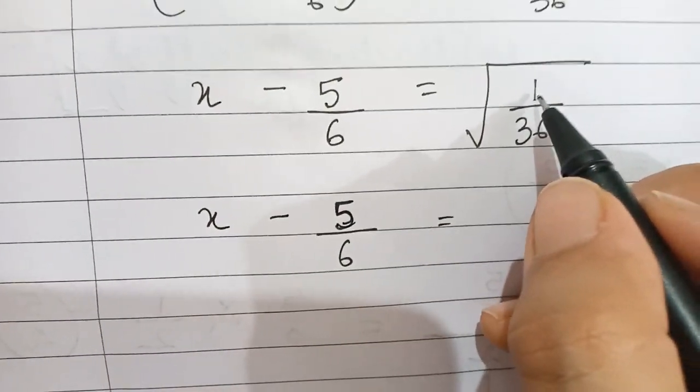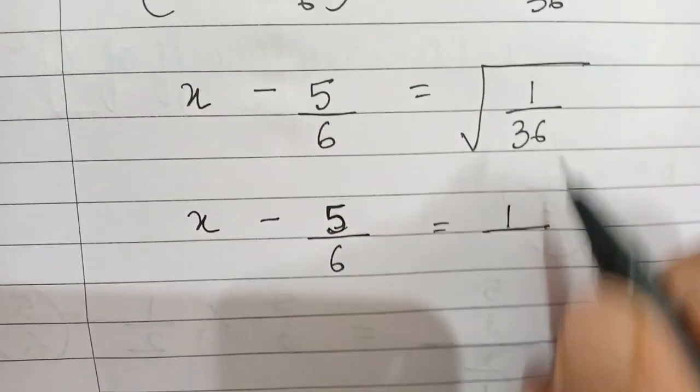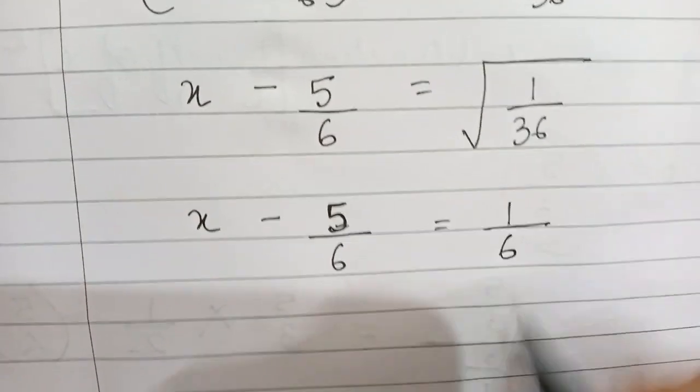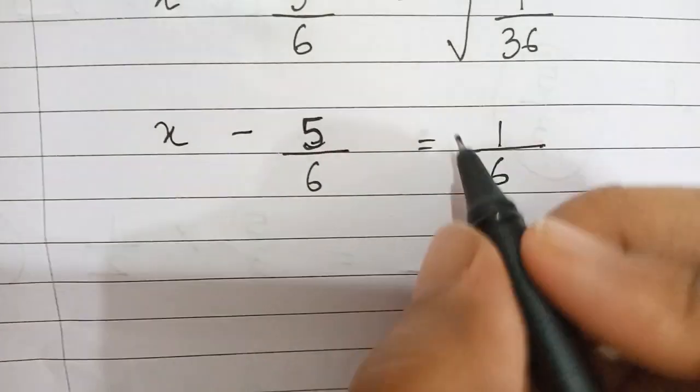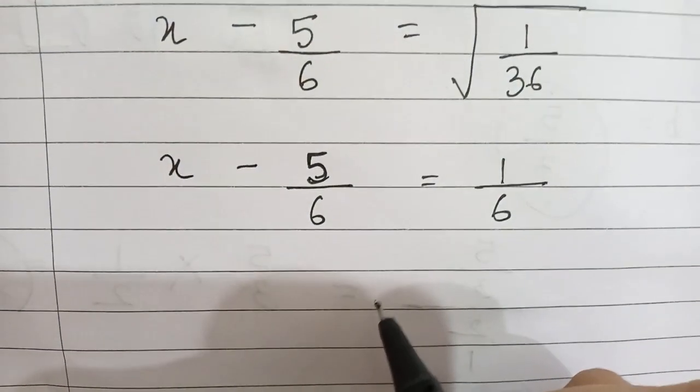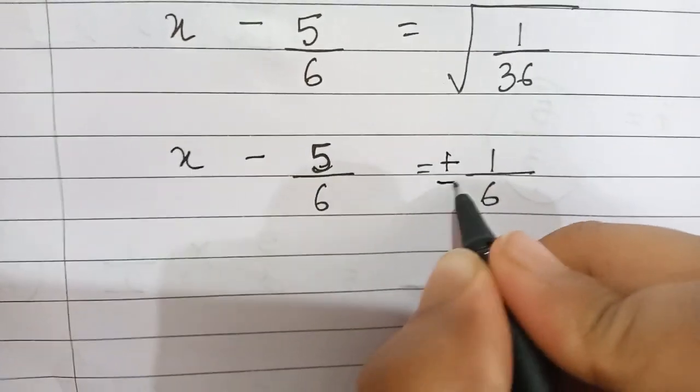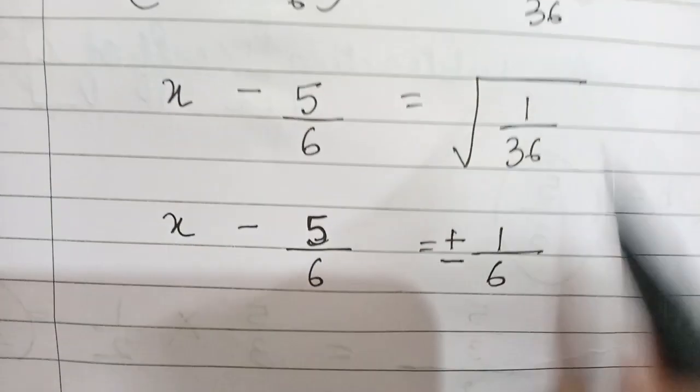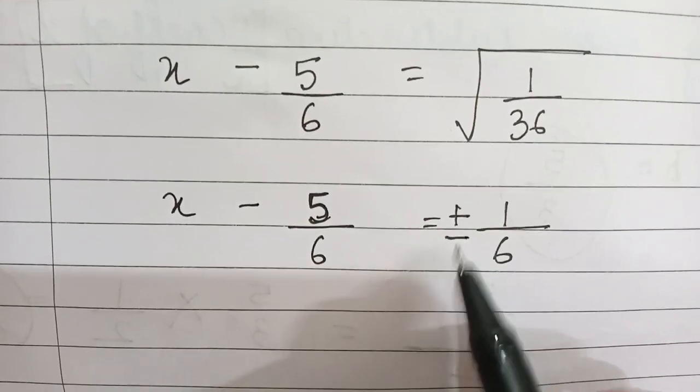What is the square root of 1? 1 only. What is the square root of 36? 6. So we are left with this. But also, when you remove the square root, you have to do plus and minus. Whenever you remove the square root, you get both plus and minus signs.